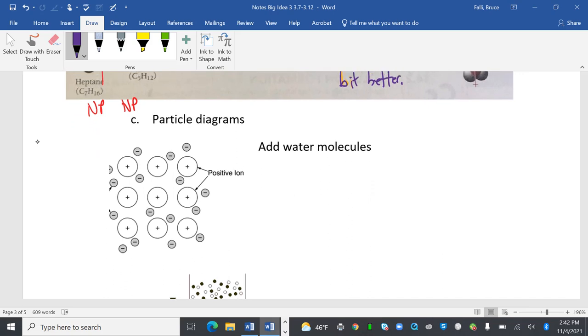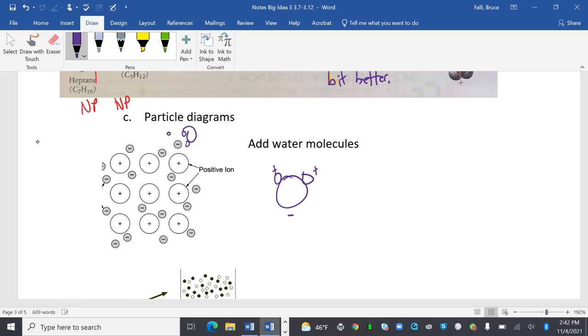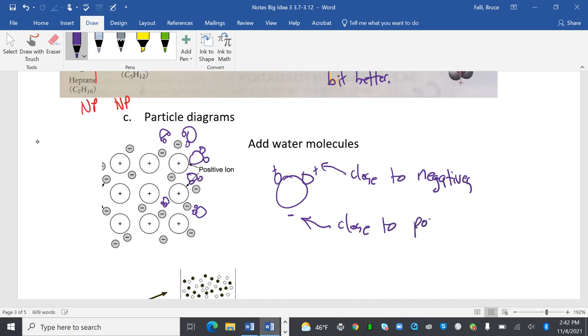All right. Another way to look at particle diagrams. They'll give you a bunch of positives and negatives, and ask you to draw some water molecules around it. I want to remind you, water has positive ears, two positives, and a negative chin. So I'm going to throw positive ears around as many of these negative guys as I can. And I'm going to put my negative chin around as many of the positive guys as I can. You get the idea of what we're looking for. So right here, put it close to negatives, and this right here, put close to positives.